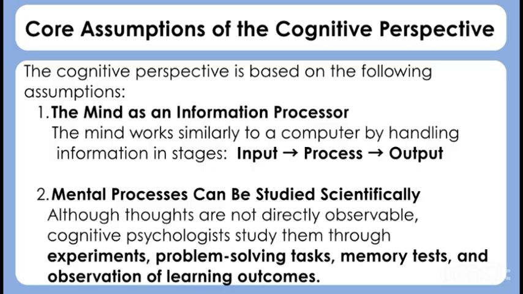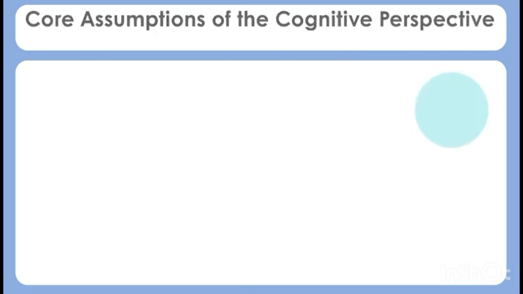And the third assumption is that learners are active participants. Students actively organize, interpret, and make sense of information rather than passively responding to stimuli. So let us discuss this input-process-output model. Now let us explain this.